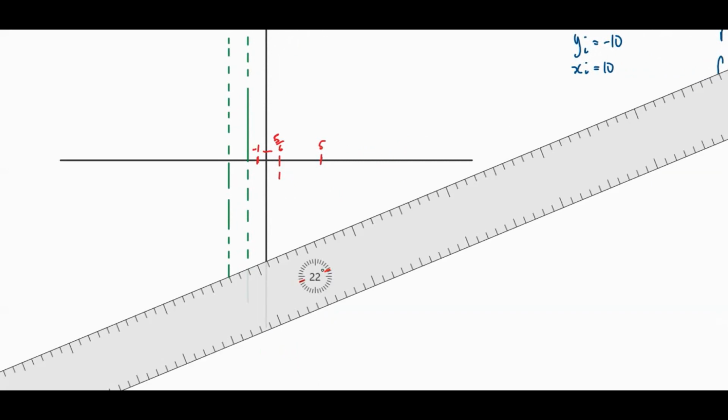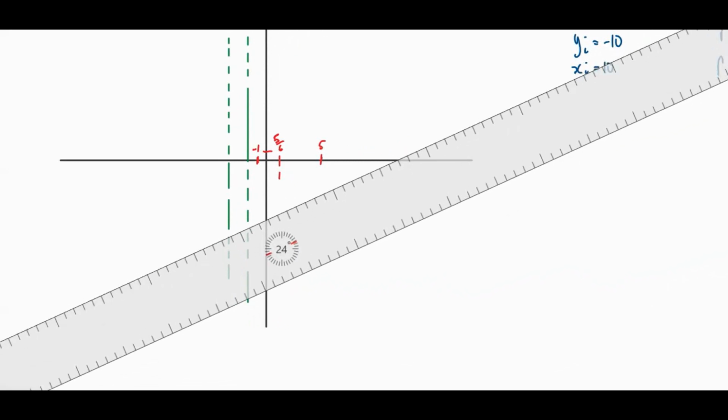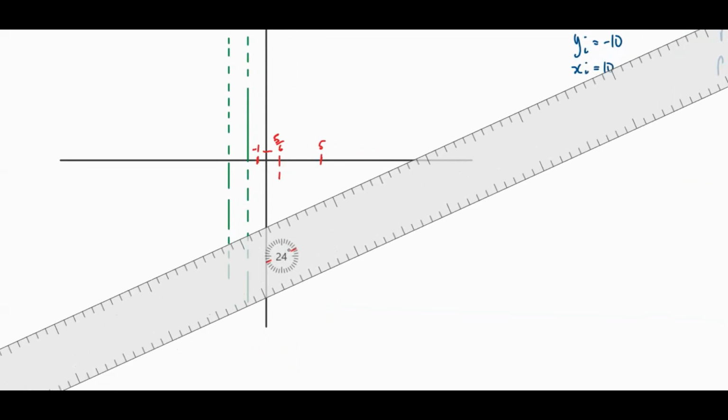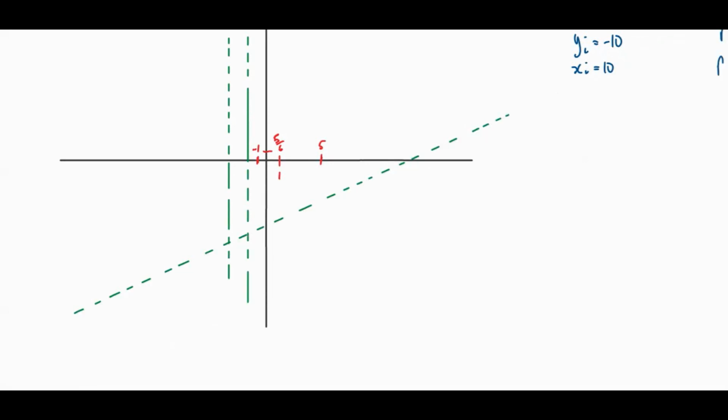Finally, my oblique asymptote. Now, my oblique asymptote has a slope of 1, but this doesn't have a scale, so you'll notice it's not to scale. It's not perfect. It would be at 45 degrees if I had a scale. So this is y equals x minus 10. So that's negative 10, and that's positive 10.